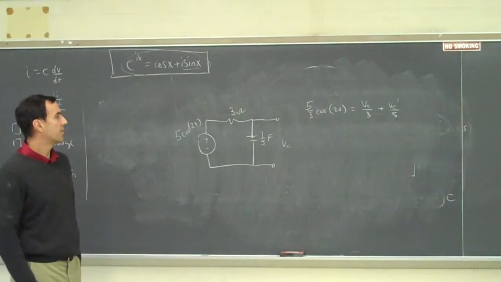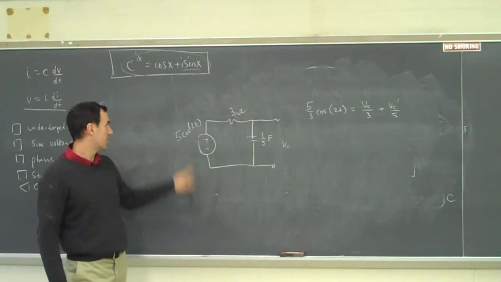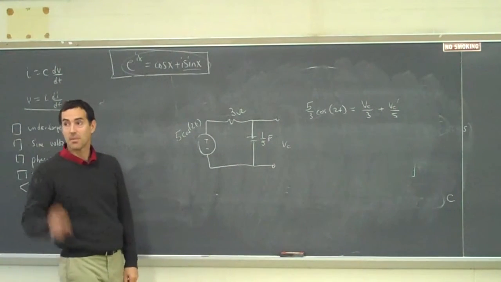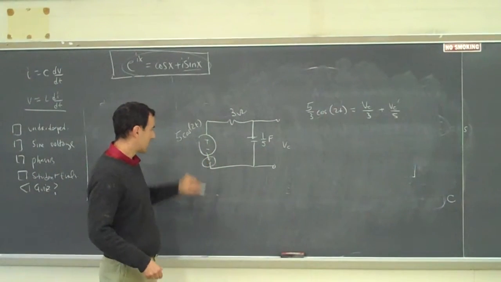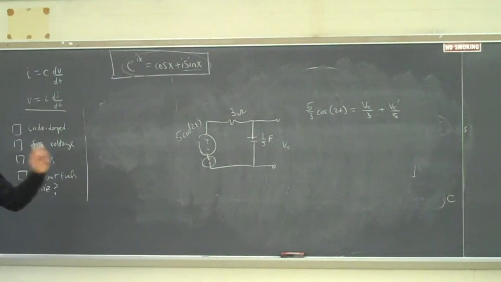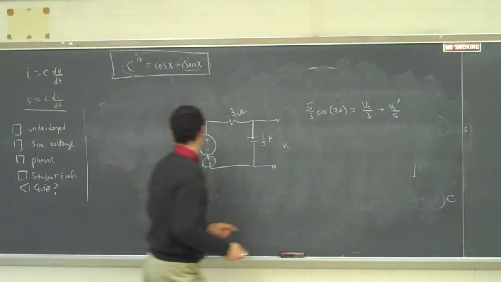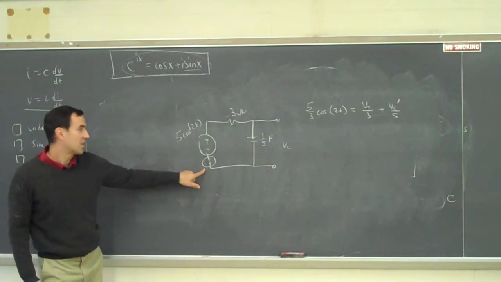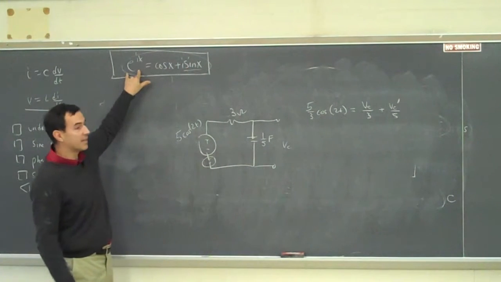Here's what I'm going to do. I'm going to add to my source, instead of just having a voltage here that's equal to 5 cosine 2t, another voltage source. Let's stick another voltage source right there. It's going to make my life easy. The voltage source that I'm going to stick there is going to be such that I can replace some cosine plus sine with an e to the ix.